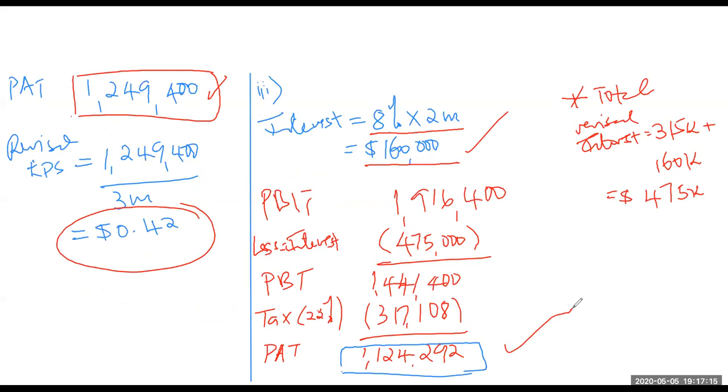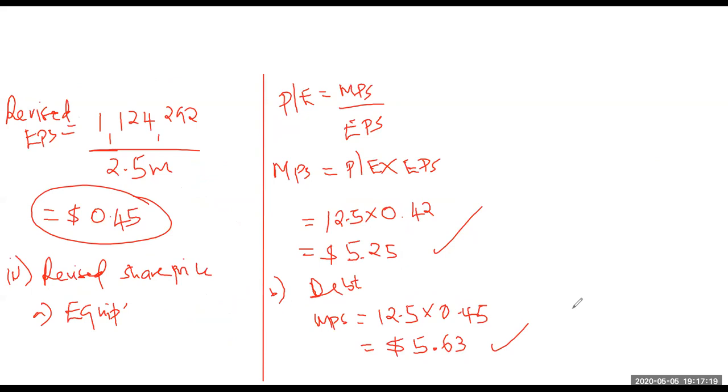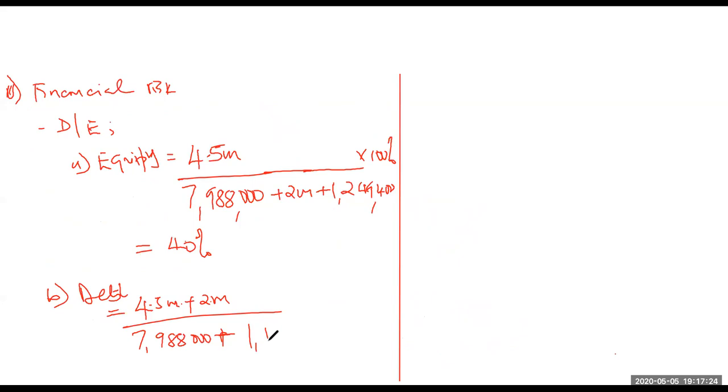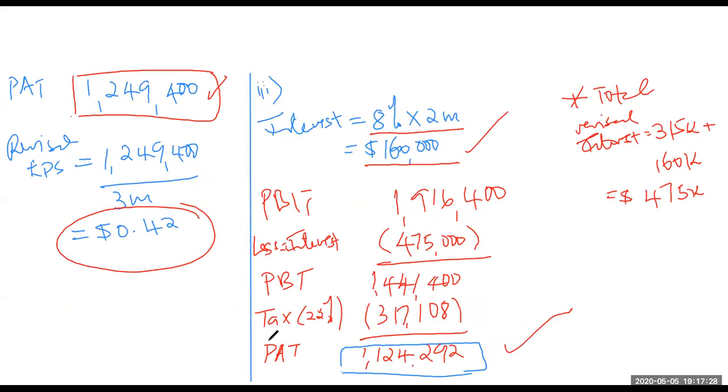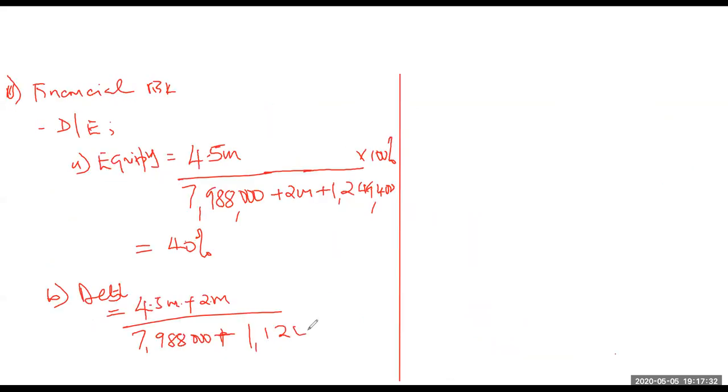We make 1,124,292, and we express it as a percent, to give us how much the company gearing is by the use of the debt finance alternative. And get 71.3%, okay? Therefore the company gearing, as measured by the debt to equity ratio, is 71.33%.